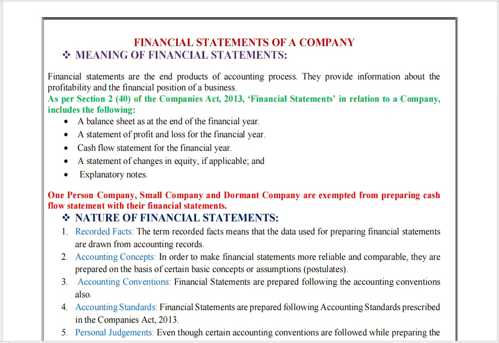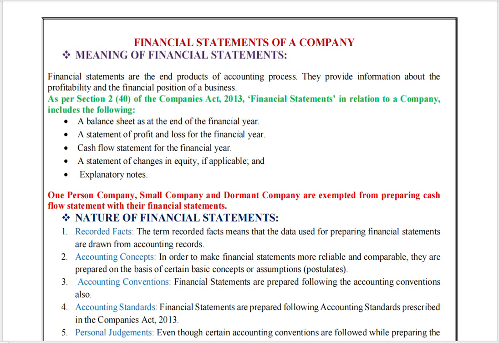So what comes in financial statement? First thing, that is balance sheet, which is prepared at the end of the financial year, which is also known as position statement. And another document, that is statement of profit and loss, also prepared at the end of the year, and this is for the year statement, and it discloses the income or the losses of the business. And then the next statement, that is the cash flow statement for the financial year, which shows the inflows and outflows of the cash under various activities.